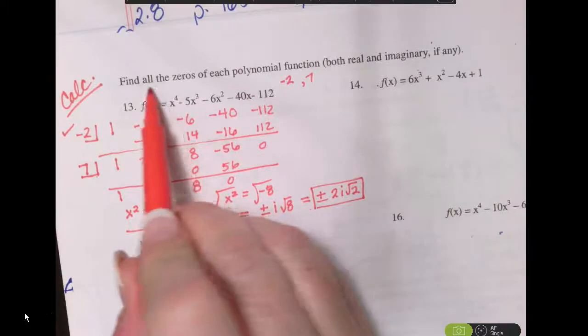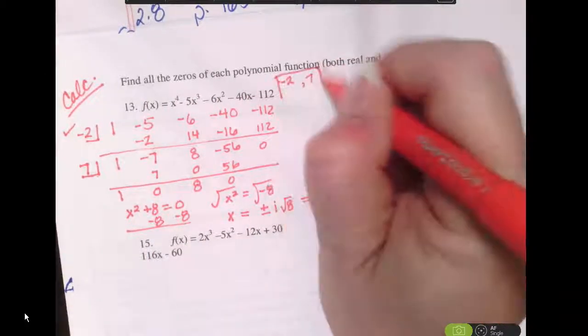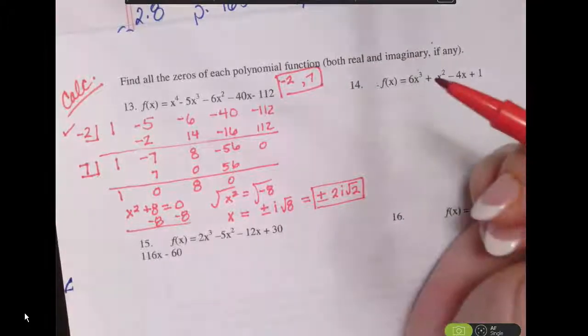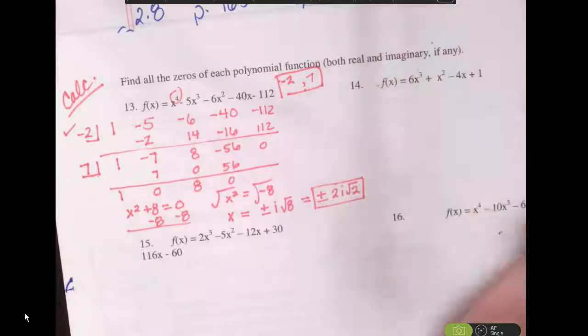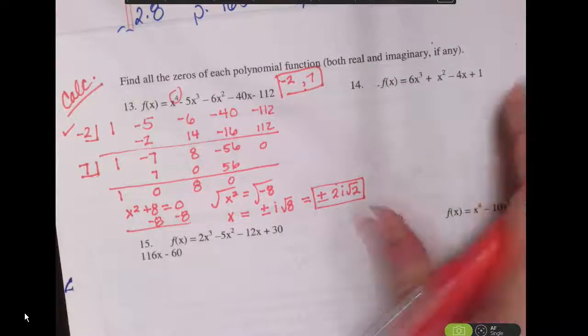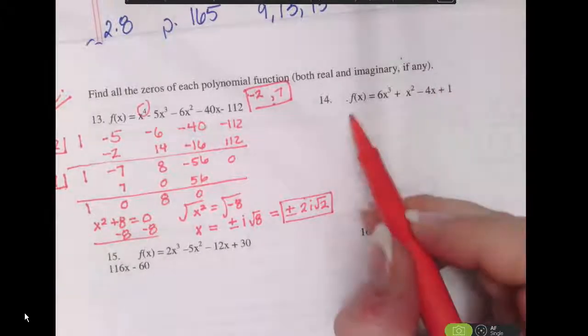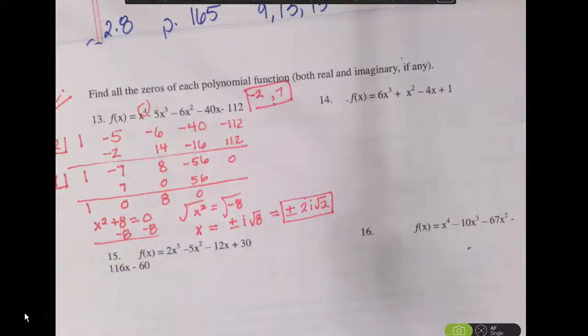So I had to find all the zeros. I did not have to list this as a product of factors. So here are my 4 zeros. And we knew in advance that we'd have to end up with 4, didn't we? So let's take a look at number 14. We've got 6x cubed plus x squared minus 4x plus 1.